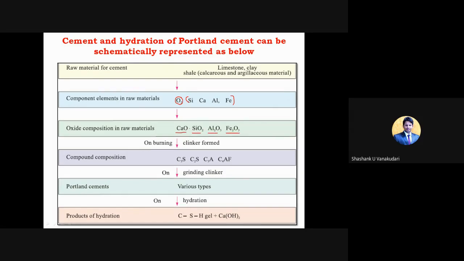Then after burning, it forms the Bogue compounds, and then at last, by adding water, it forms CSH gel. Clear? And along with this, calcium hydroxide also gets liberated. So remember this procedure, so that it is helpful while explaining the other types of cements. Okay.